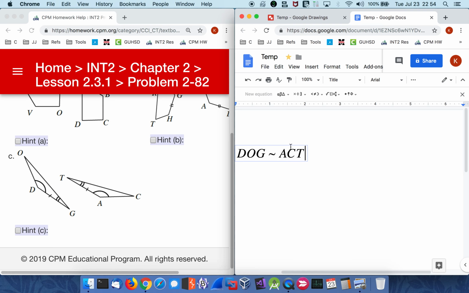So, there we go. Dog is similar to cat, or act rather. Okay, next one.